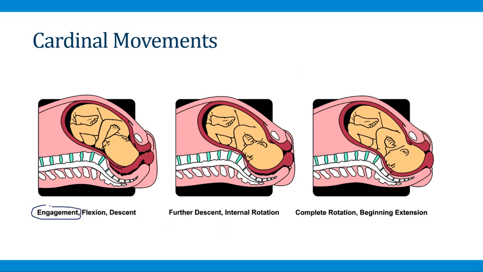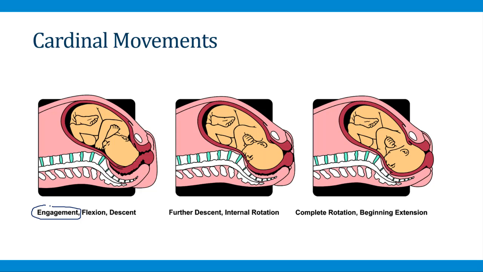The definition of engagement is when the biparietal diameter of the fetal head descends below the plane of the pelvic inlet. Now the biparietal diameter is the widest portion of the head, and this is said to have entered the pelvis when it descends below the level of the ischial spine. We talked earlier about fetal stations, and the ischial spine is a fetal station of 0. So when the widest portion of the fetal head, the biparietal diameter, is at the level or below the level of the ischial spine, then the head is said to be engaged.